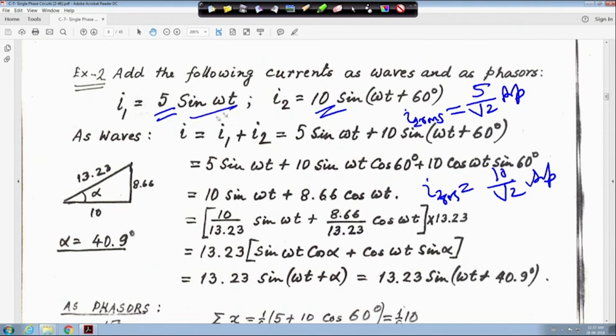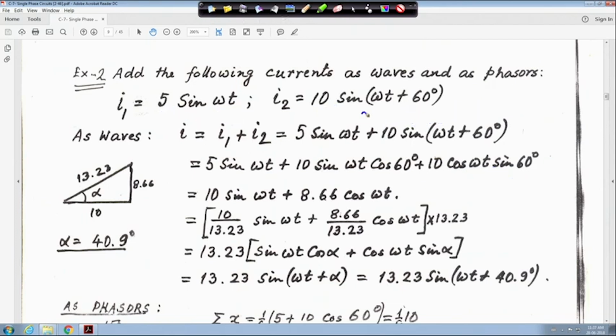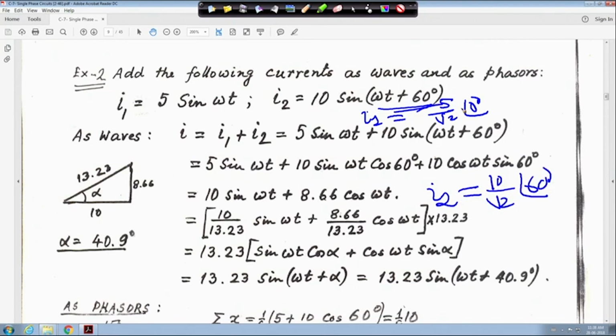Now, in this case, sin omega t means there is no angle associated, that basically it is omega t plus 0 degree, right. That means I can write I1 is equal to, when we put RMS value, 5 by root 2 angle 0 degree. And similarly here angle 60 degree is attached, that means I2 is equal to 10 by root 2 angle 60 degree. That means I2 is actually leading I1 by 60 degree, because the angle is positive 60 degree.